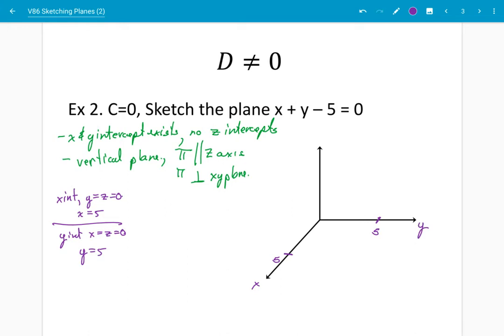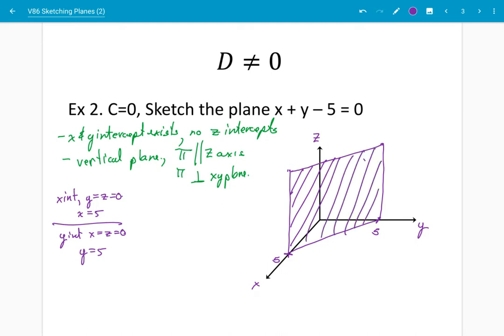So again, we have to show the edges of the plane. And how do you do that so it looks right? Well, the way we usually do it is we connect the intercepts like that. And then we draw edges that are parallel to the x-axis. And the other edge parallel to that line connecting the intercepts. And then we shade it in to make it look like the origin and the z-axis are hidden. Here we go. There's the plane, x plus y minus 5 is equal to 0.